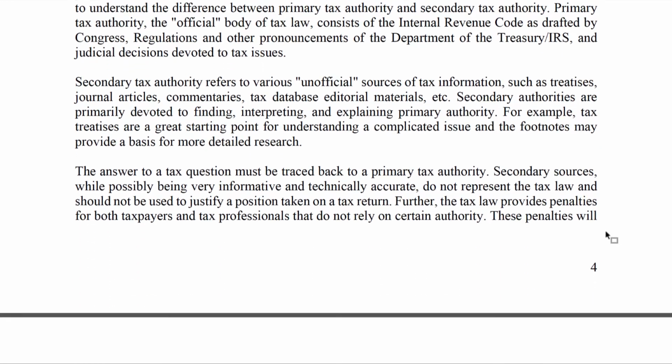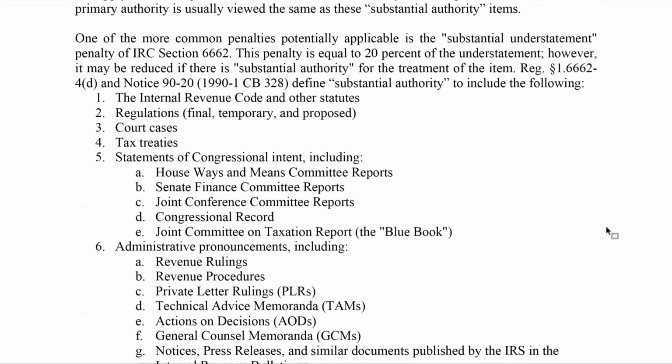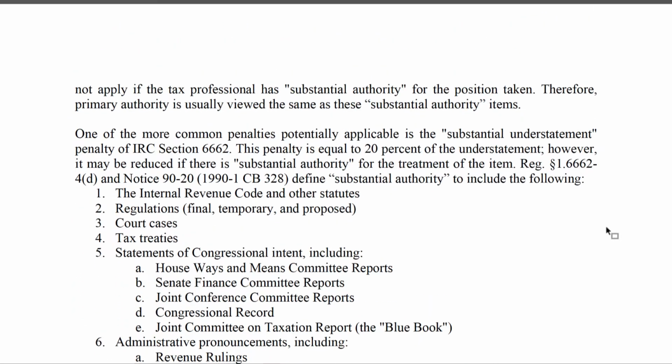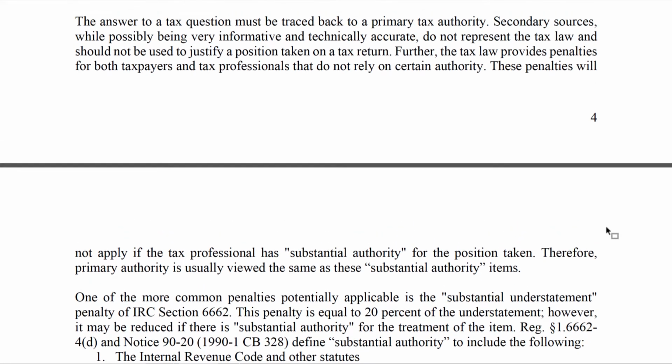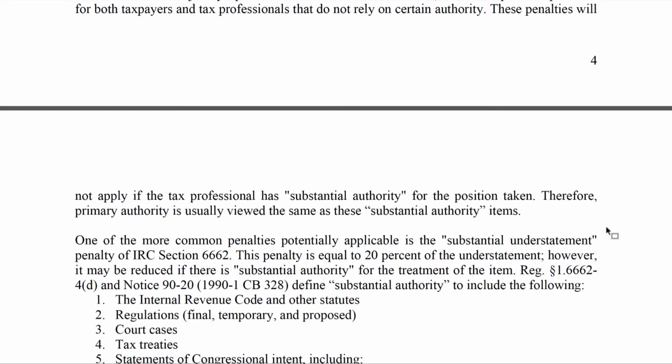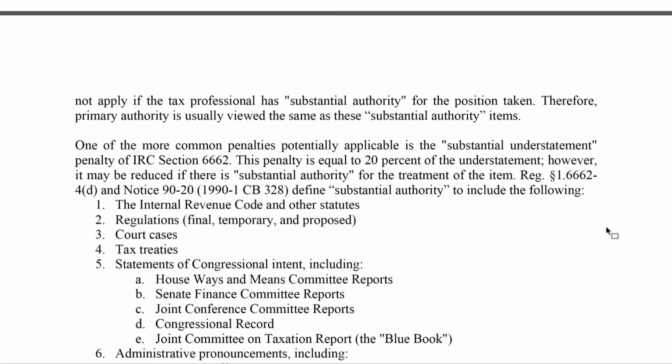Okay, so as I mentioned, the reason why primary authorities are so important, among multiple reasons, is the main reason, and I go right to this when I tell students: there are tons of tax penalties in the tax law. One of the most common is known as the substantial understatement penalty, which can be up to 20% of the understatement on both the preparer and the client, the taxpayer. So one way to mitigate these penalties is to have what's called substantial authority.